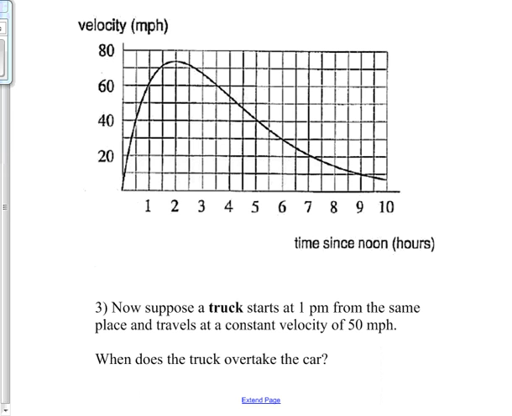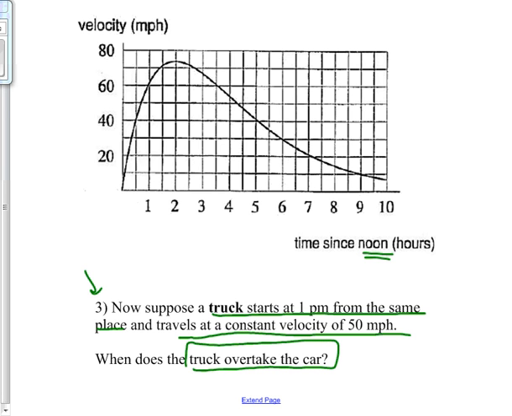Okay, so just to see an application problem, given the same setup, we've got a car going, its velocity is changing, it starts at noon, and it goes on for a while. And what we want to answer is this question. Suppose a truck starts at 1 p.m. from the same place and travels at a constant velocity of 50 miles per hour. When does the truck overtake the car?